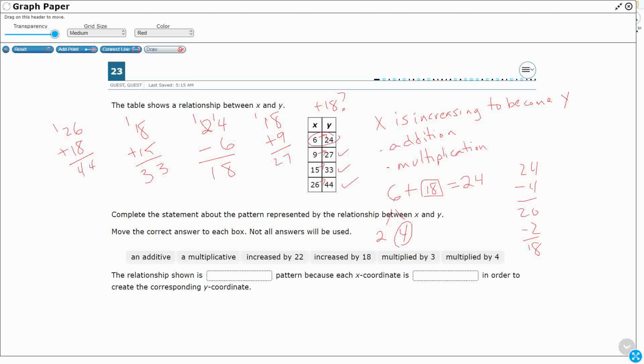The other option here would be to multiply. We could technically multiply by 4, right? So it would be 6 times what equals 24? That's a basic fact. That's multiplied by 4. But look what happens here. 9 times 4 does not make 27. 15 times 4 makes 60. I don't even know what 26 times 4 makes, a little bit over 100, but it's not going to be 44. Okay, so it is an addition fact, and it is a plus 18.